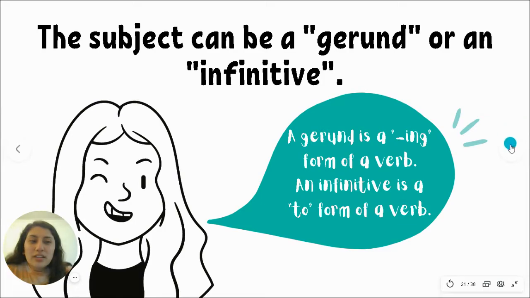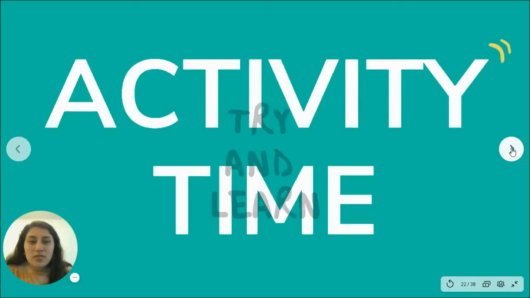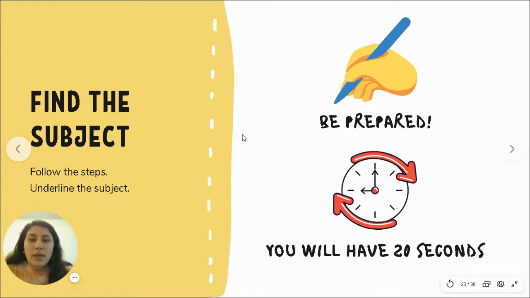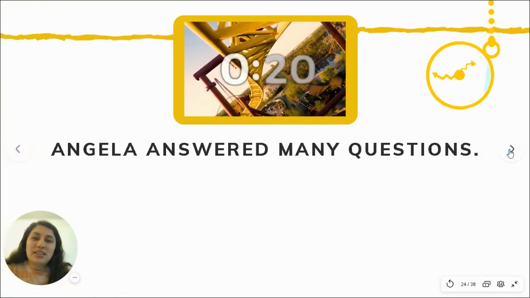So we're going to look at some examples just to be clear. And what we're going to do is the following. You are going to have 20 seconds to find the verb and recognize the subject. Okay, so to follow the 2 steps. And then we're going to check and see why is that the subject. Okay, so 20 seconds.